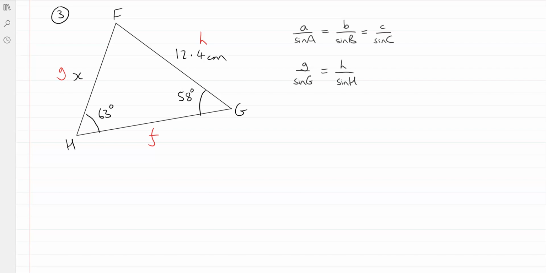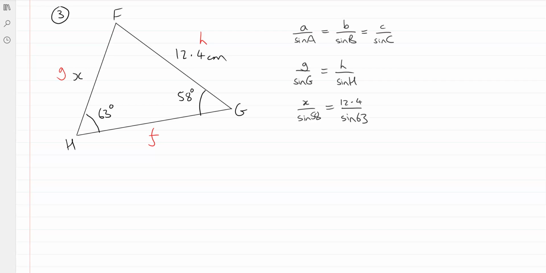Now we can just sub in. So g over sine G. g is x over here, so that's little g, and capital G is 58 degrees over here. So we can sub in x over sine 58 equals, and little h is here, and capital H is this angle down here. Remember, if I'm going a bit too quickly, you can always pause just to catch up. But seeing as this is the third example, I'm just speeding things up a little bit. And h is 12.4 over sine capital H, sine 63. And now we just need to solve this equation.